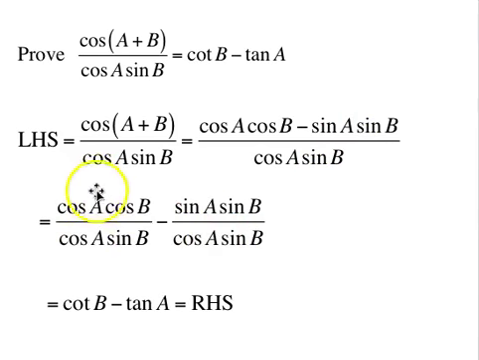And then you'll notice the cos A's go away and I get cos B over sine B, which is just cotangent B. Over on this side, the sine B's go away and we get sine A over cos A, which is tangent A. So cotangent B minus tangent A, which of course is the right-hand side. And that is proven.